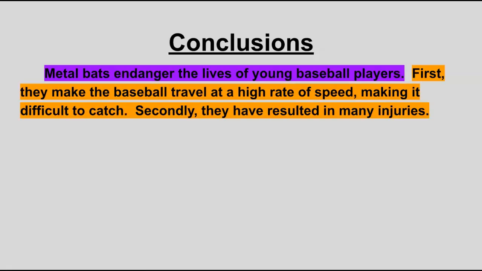Then we're going to briefly re-summarize our points. So first, they make the baseball travel at a high rate of speed, making it difficult to catch. Secondly, they have resulted in many injuries. So these were the ideas that you talked about within the body of your paper. You briefly summarized your evidence.